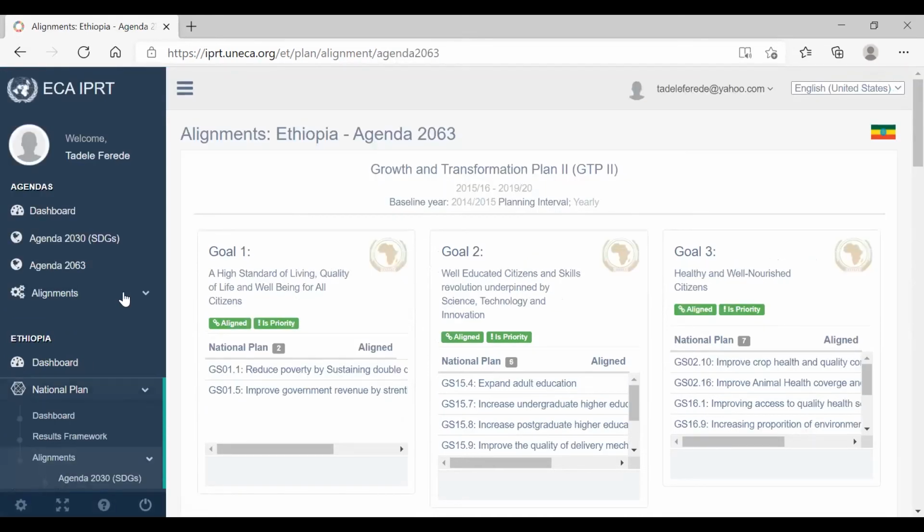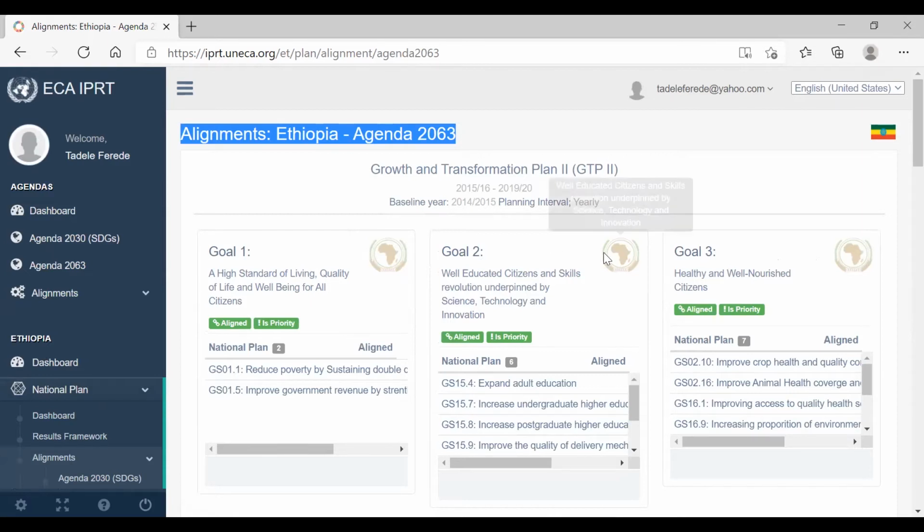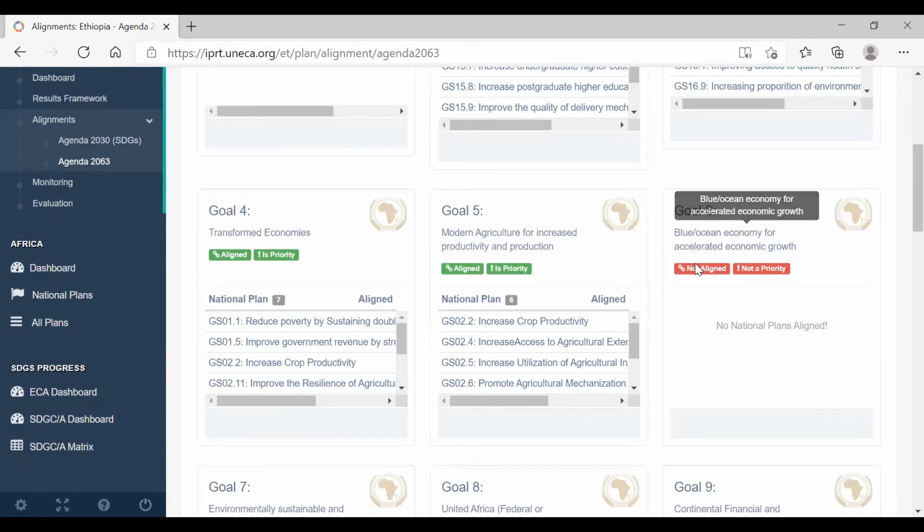Let us look at Agenda 2063. This is the alignment of the Growth and Transformation Plan with Agenda 2063. Let us look at goal number 1. It's aligned as well as a priority. And goal number 6, for example, blue or ocean economy for accelerated economic growth. That's goal number 6. This is not aligned because that is not a priority for the country.